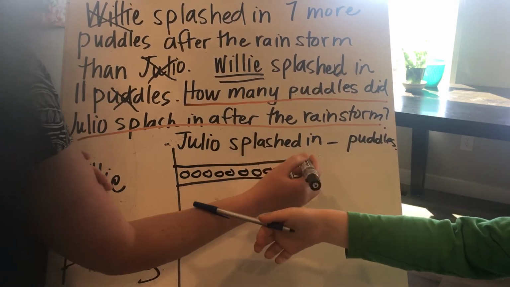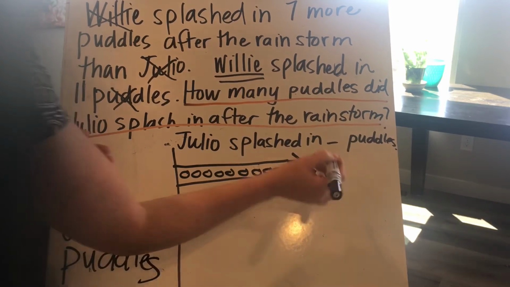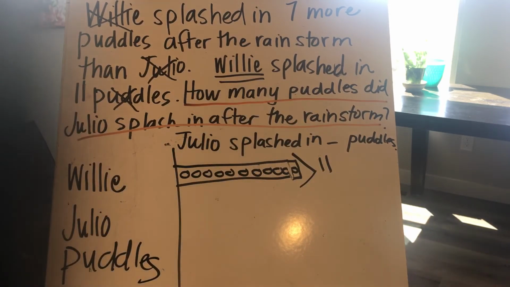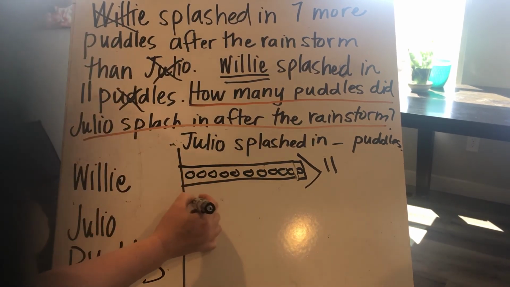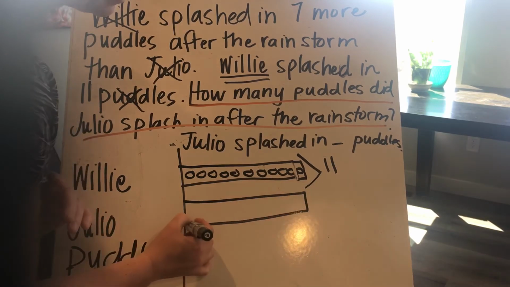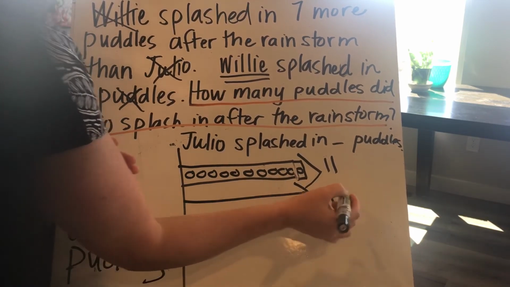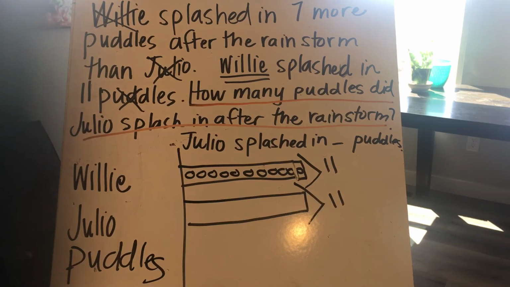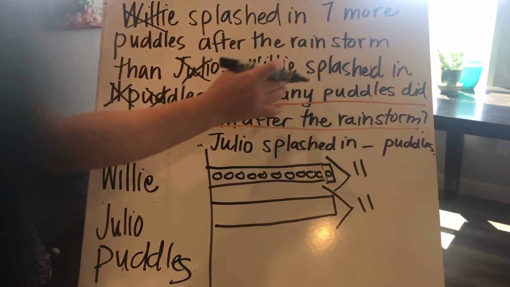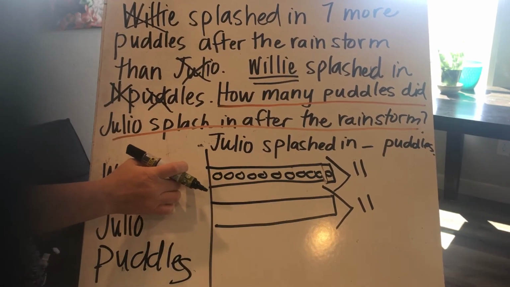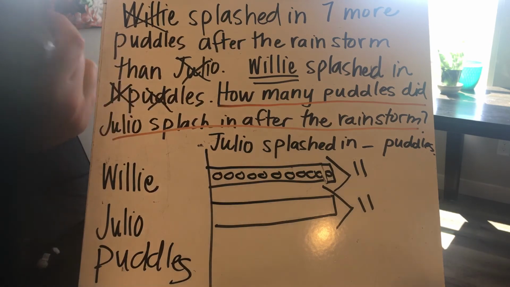Now you can just do a bar if you would like. That is fine as well. I always will show both because it's important to know that you can do both. You don't always have to draw the puddles, but I did for those who are a little bit more visual. So now I'm going to cross off the 11 puddles. Now I know this seems really different because we always use this first, but this is what we know and we want to show what we know. Well, now we're going to go back here and say, do we know how many puddles Julio splashed in? Not yet.